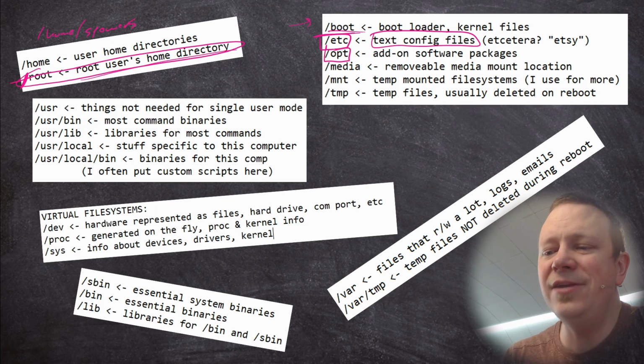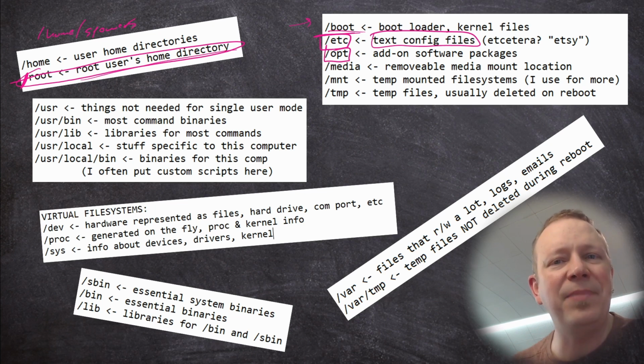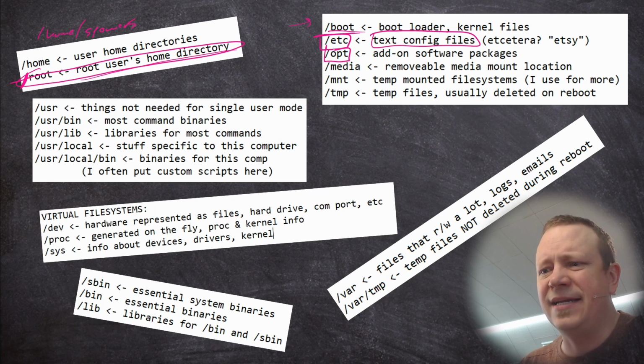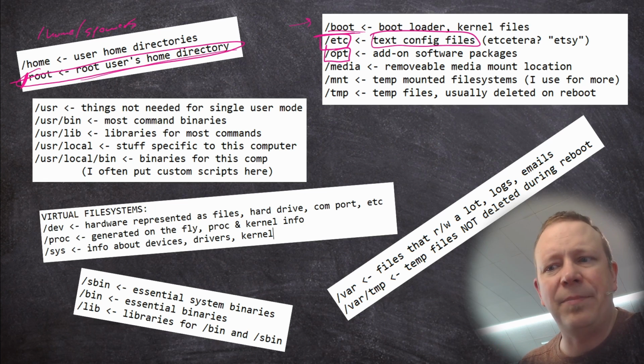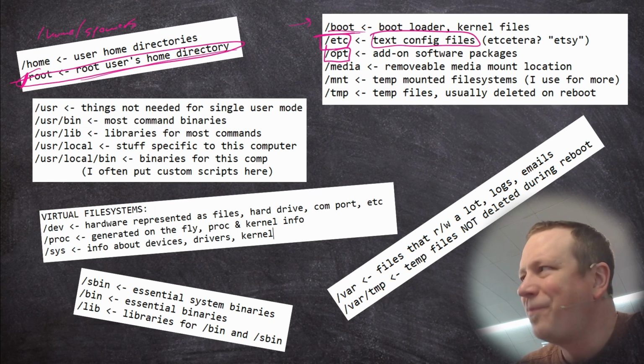Opt is one that's not used terribly often. This is for add-on packages, like third-party add-ons that have all the stuff they need. A lot of times proprietary software won't use system libraries. They'll just have everything self-contained. So if you have a third-party application, it'll often go in the opt folder. That's kind of what that folder is used for.